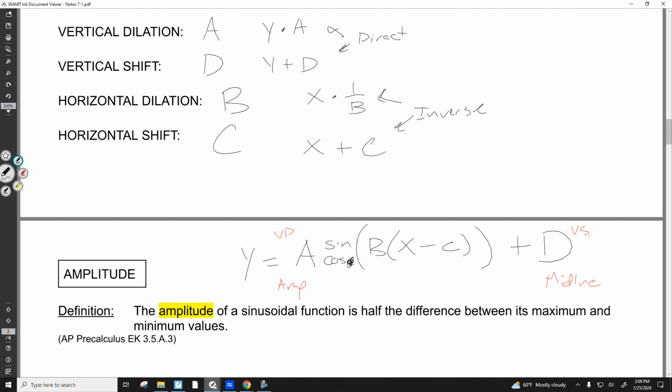C, horizontal shift. What's that going to change? Yeah, it's the starting point, the phase shift. The phase shift is the starting point. We're going to be good where we start. And then what does B do? The horizontal dilation. The most important thing for trig functions is this period. This is the one that most people have the most problems with.